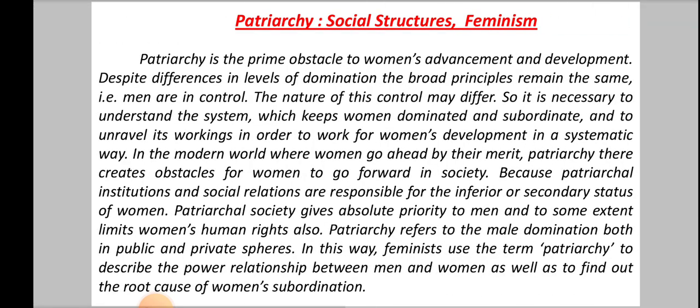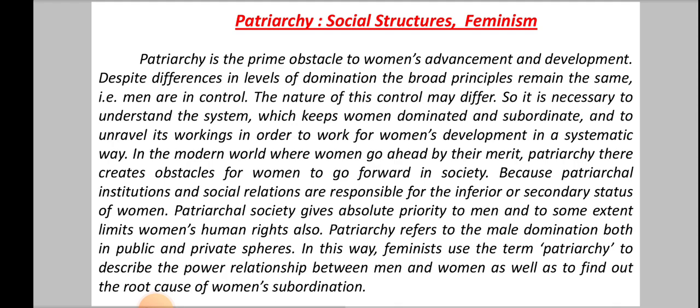Now we discuss our patriarchy, social structures, and feminism. Patriarchy is the prime obstacle of women's advancement and development. Despite differences in levels of domination, the broad principle remains the same, that is, men are in control. The nature of the control may differ, so it is necessary to understand the system which keeps women dominated and subordinate and to unravel its workings in order to work for women's development in a systematic way.